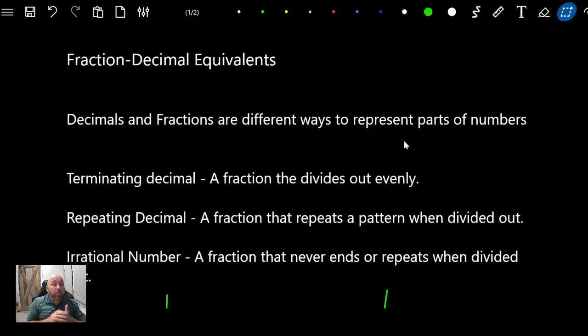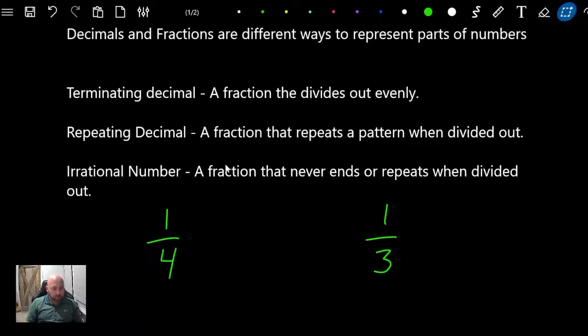So in other words, you could take a fraction like 1/2, and you could say, okay, I have 1/2 of something, or you could convert that to a decimal, and you could say I have 0.5 of something. So having 0.5 of something is the same as having 1/2 of something. You're just saying it in a different way. There's a couple different types of decimals. One of those types is here, terminating decimal. A terminating decimal is a fraction that divides out evenly.